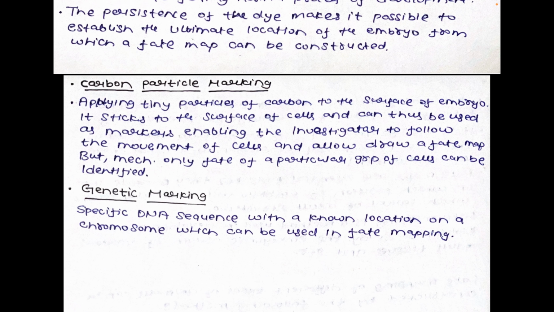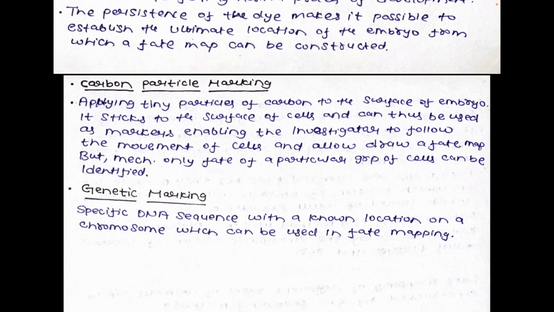As the marker cells crawl and rearrange during development, the carbon speck rides along on the surface and you simply watch where it goes. It's especially useful for following the surface movement of the cell sheet during gastrulation. Its key limitation is that mechanically only the fate of a particular group of cells can be identified, but not the whole.